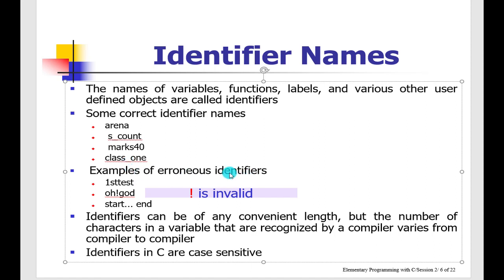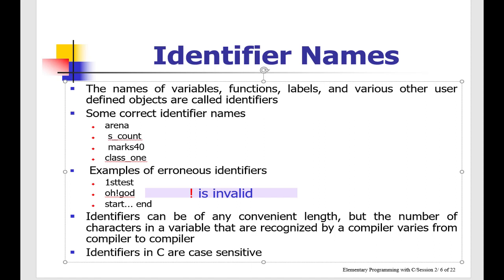Examples of erroneous or invalid identifiers: we have "first test", we have "1st", we have "start...end" with a space. Identifiers can be of any convenient length, but the number of characters in a variable that are recognized by a compiler varies from compiler to compiler. And identifiers in the C programming language are case sensitive, as opposed to other programming or scripting languages.